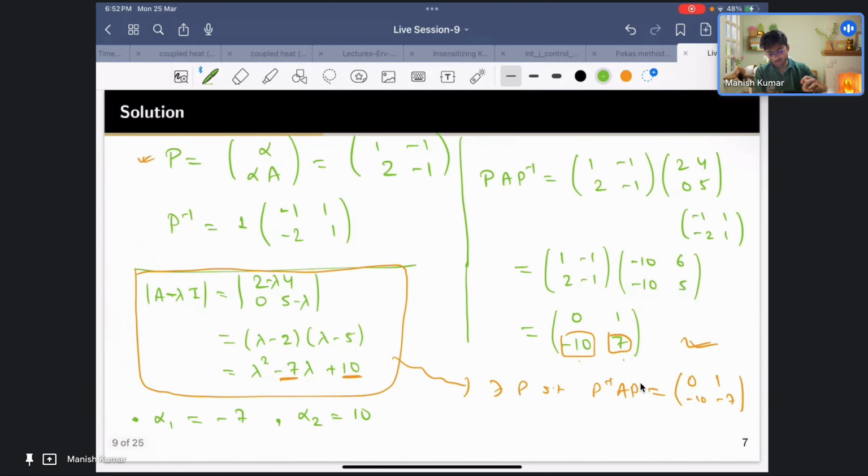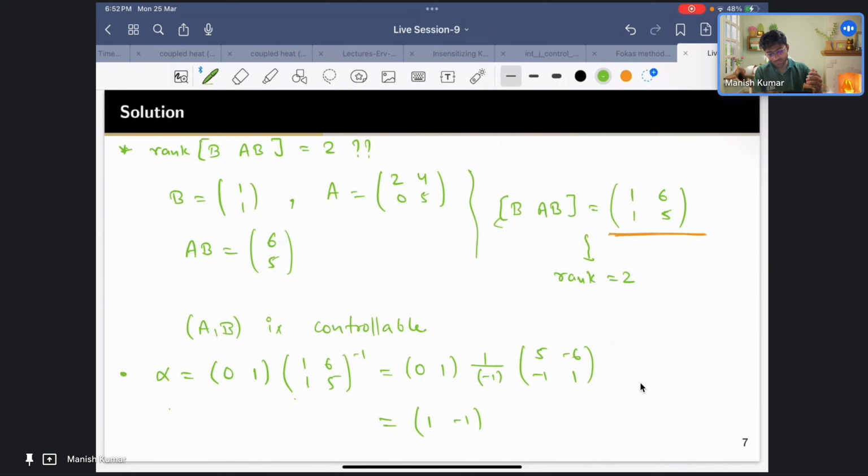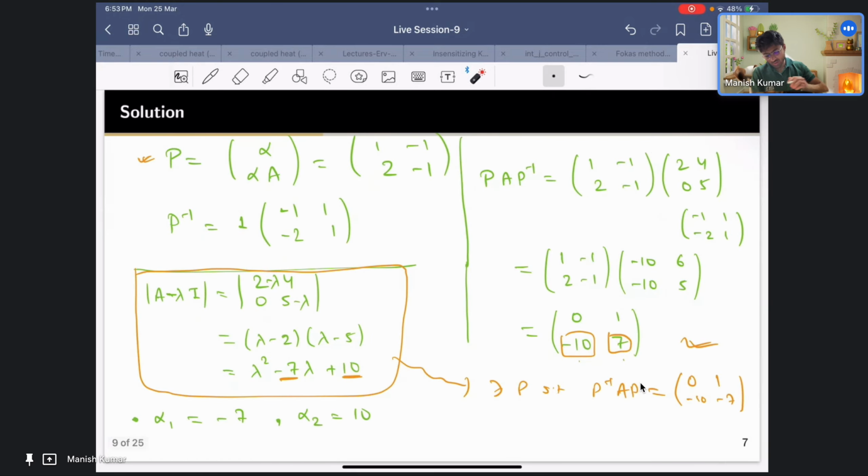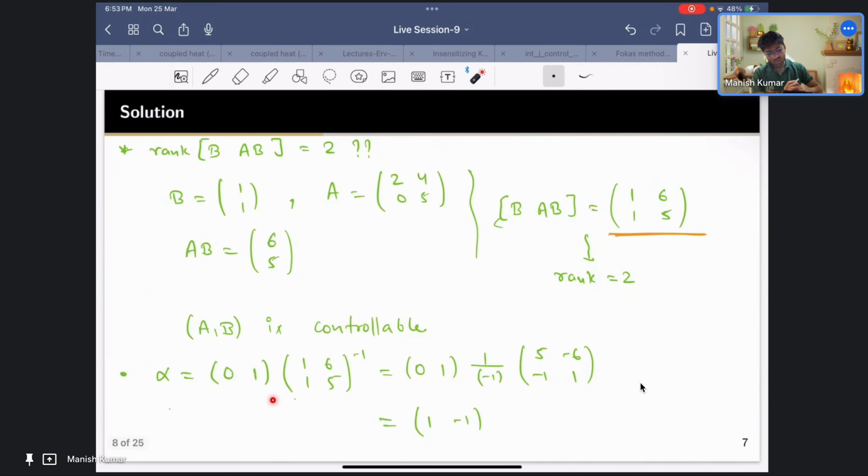So what you need to do is basically, the first step should be that we need to verify that it is controllable or not. This is the first step. The second step is to find this vector alpha, a 1 cross 2 vector. Then we define p. This step is basically to get the matrix p, which gives you the companion matrix.